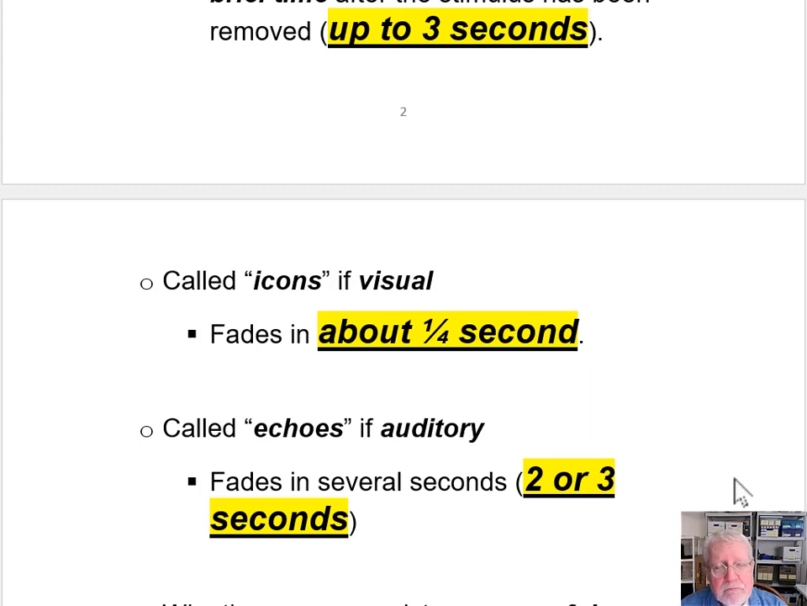Now, you weren't paying attention until you heard your name, but when you did hear your name, you're able to play back the question. How could that be? How could you play back something that's not physically in the environment anymore? Because it's still active in sensory memory. It's still active in your auditory sensory memory. What you were playing back was an echo. Echoes last a little bit longer than icons. Echoes will fade after 2 or 3 seconds.